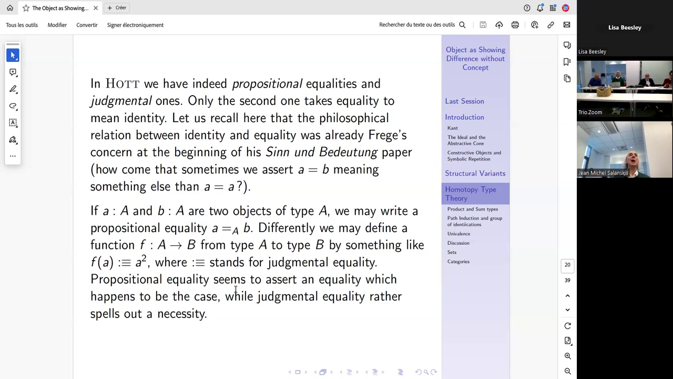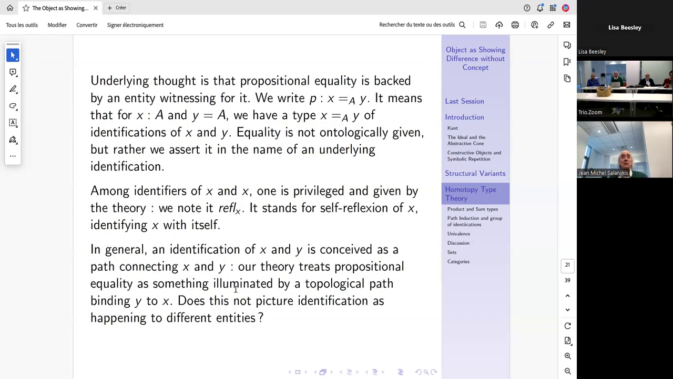So as far as the second equality, the judgmental equality, determines the function, it seems to spell out a necessity. While the propositional equality seems to be contingent. It happens that A and B are equal.